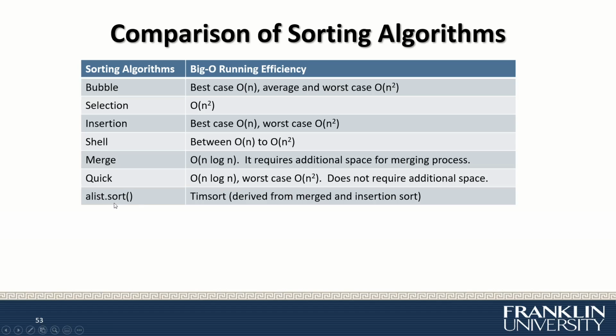Now you might be wondering, what is used for the list.sort method? It uses what we in Python call timsort. It is derived from merge and insertion sort. You can look it up. This was actually developed for Python about 20 years ago.